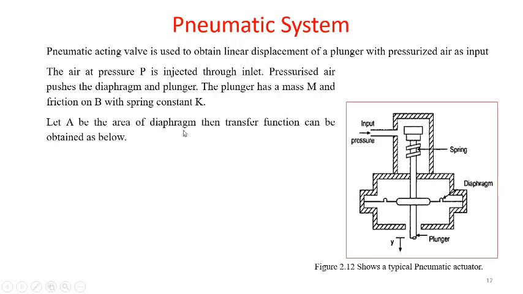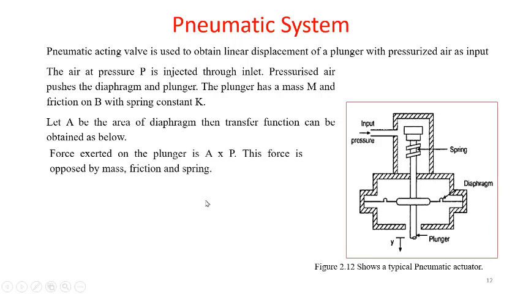So it is B, and the mass is the plunger, and the spring is the retracting spring. Let A be the area of the diaphragm, which is the area on which the pressure acts. Then the transfer function can be obtained as below. The force exerted on the plunger is A into P. As we know, pressure is equal to force by area, so force is equal to A into P. This force is opposed by the mass, friction, and the spring. So whenever we apply a force on this part, what will happen? It is going to be retracted by the reversing force.